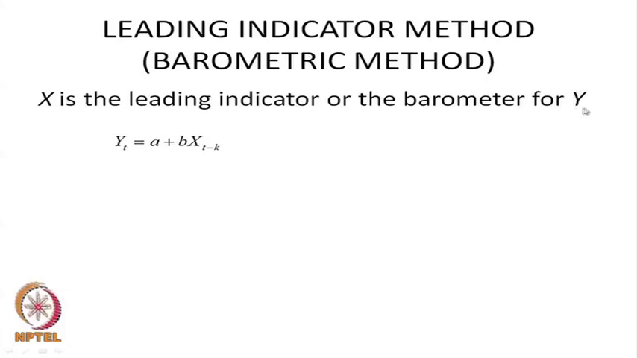If x is rising, it is expected that y will rise, but not exactly in the same phase, with a phase difference. That is why we say the demand y is a plus b x t minus k. So, this is also called a barometer because x is acting like a barometer for y.